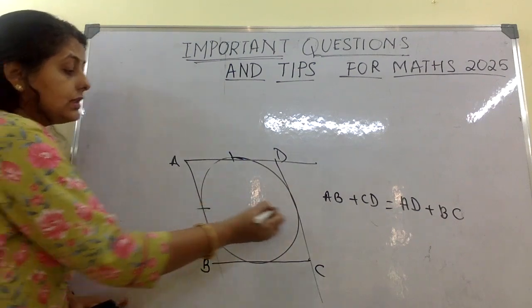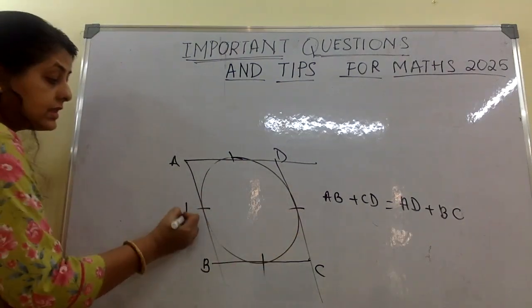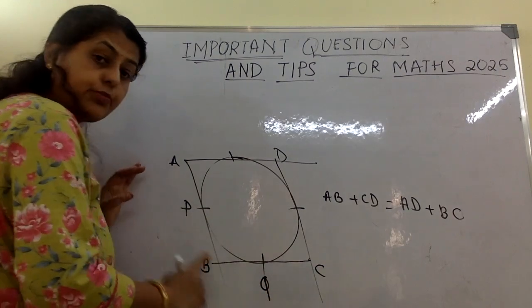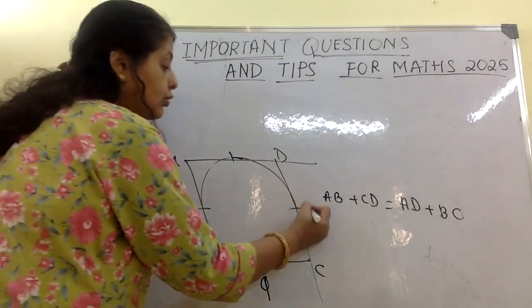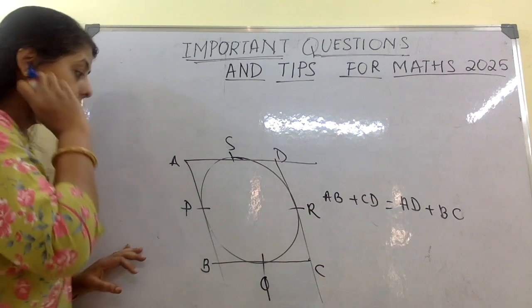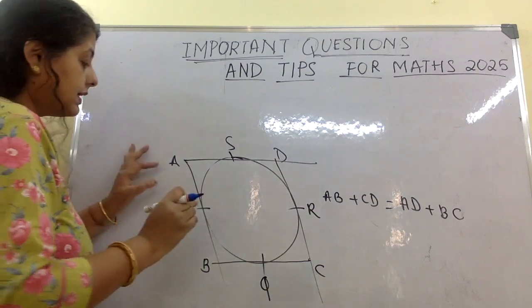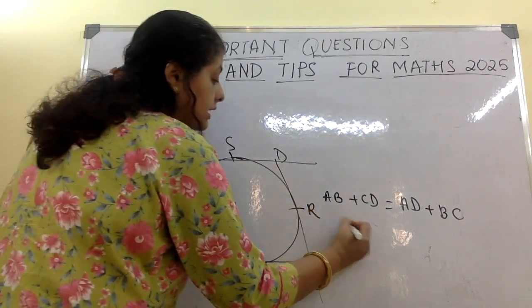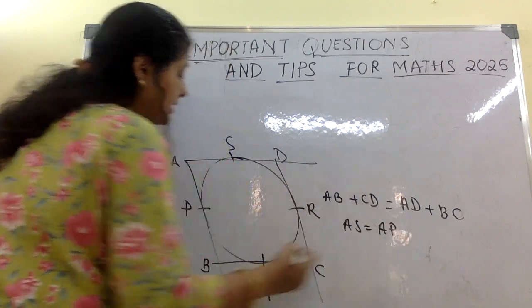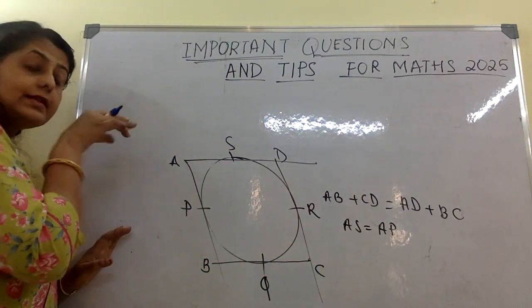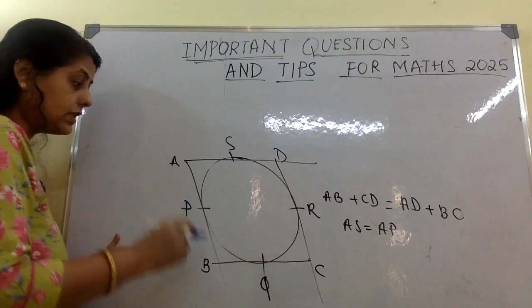Now you have to name the points of contact as P, Q, R and S. And then you will have to write AS is equal to AP. Why is AS equal to AP? Because tangents from a common point are always equal.